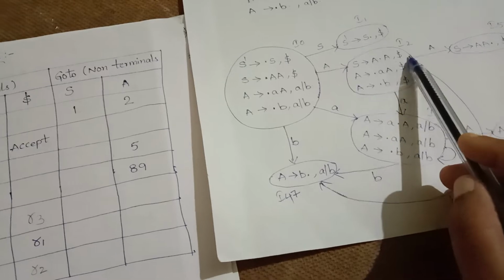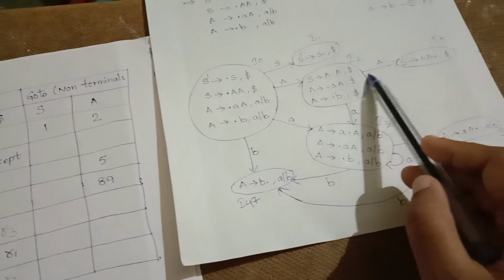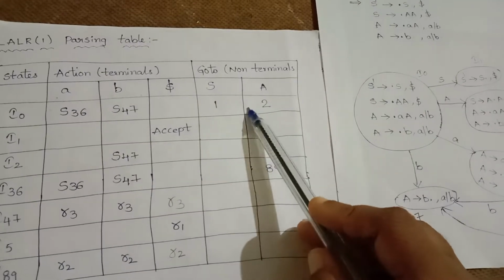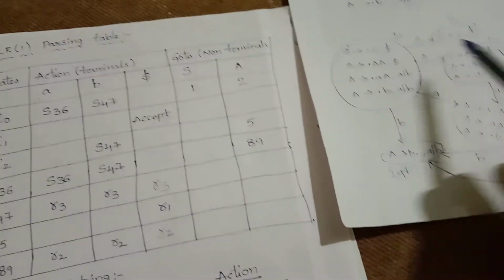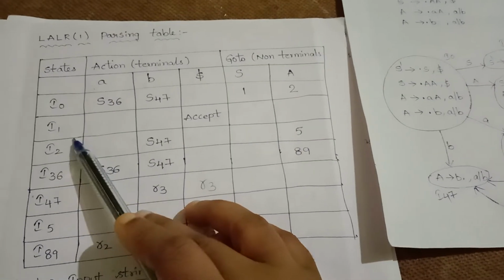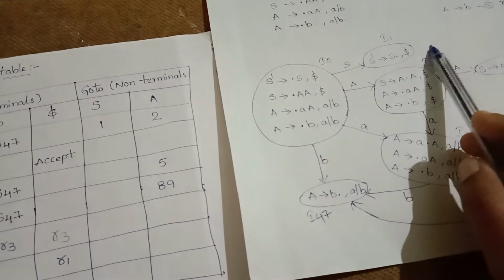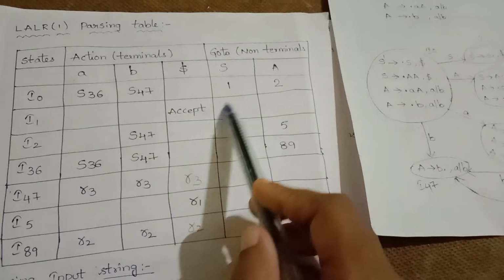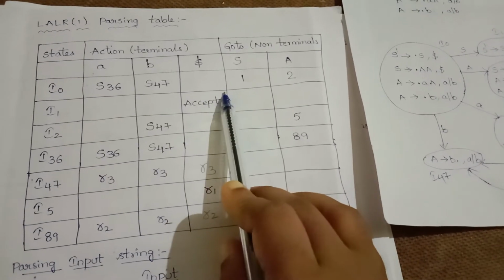Next, I2 on small a, it is not moving anywhere. On small b, it is not moving anywhere. On capital A, it is moving to state I5. Next, state I1. I1 on A is not moving anywhere. I1 on dollar, we need to write accept. It is mandatory. I1 on symbol dollar, you need to write accept.